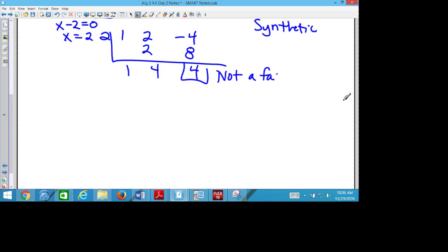Not a factor because there is a remainder.